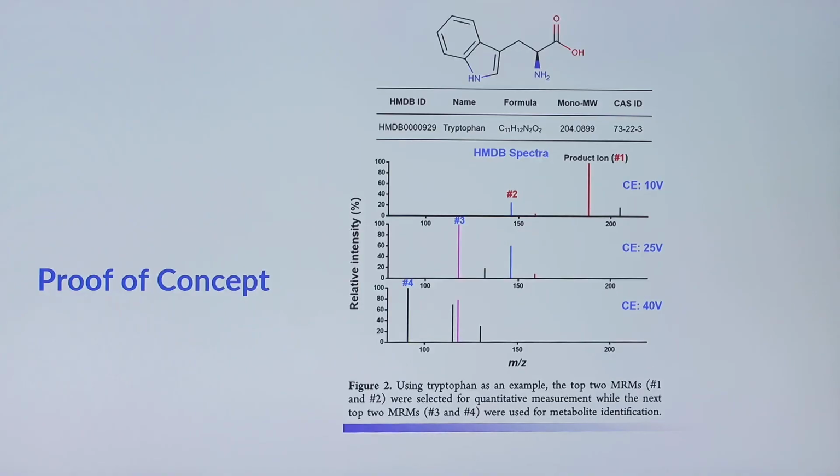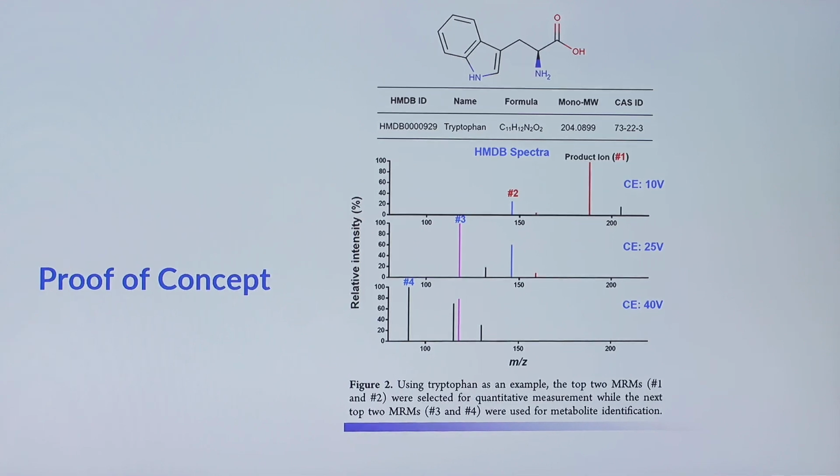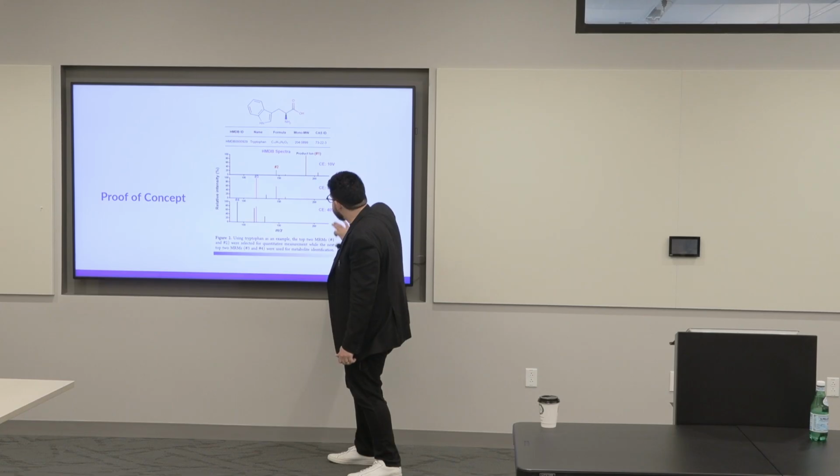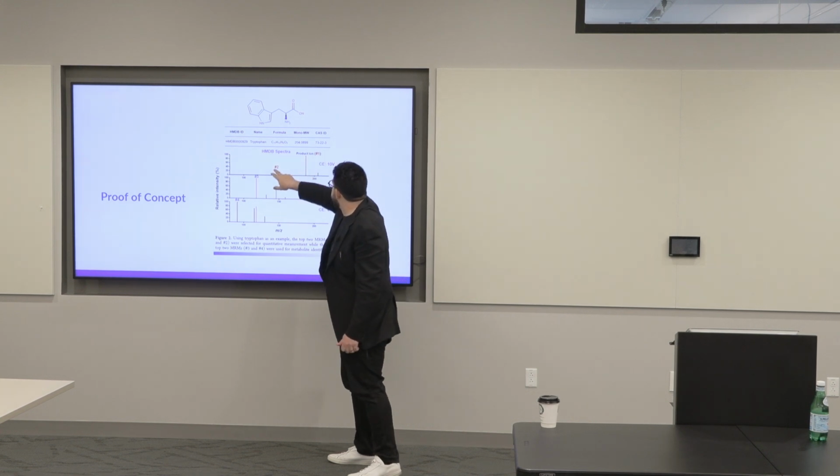So what we have here is tryptophan, right? Here are some of the formulas and everything else. Here's the chemical structure. We know that it has a nitrogen, so we know this is a positive mode data collection. Here's the HMDB spectra that we should see, okay? And then we're optimizing the collision energy. So this is the spectra we should see.